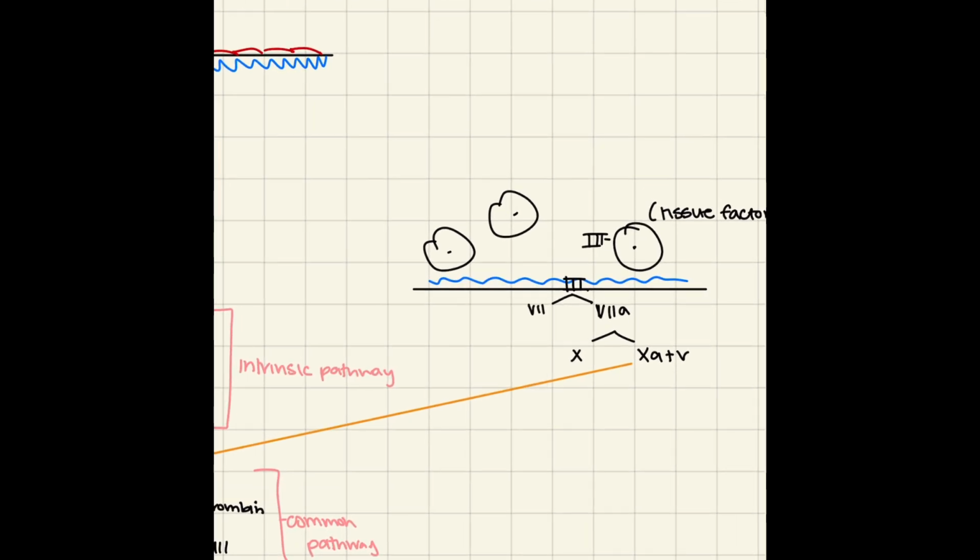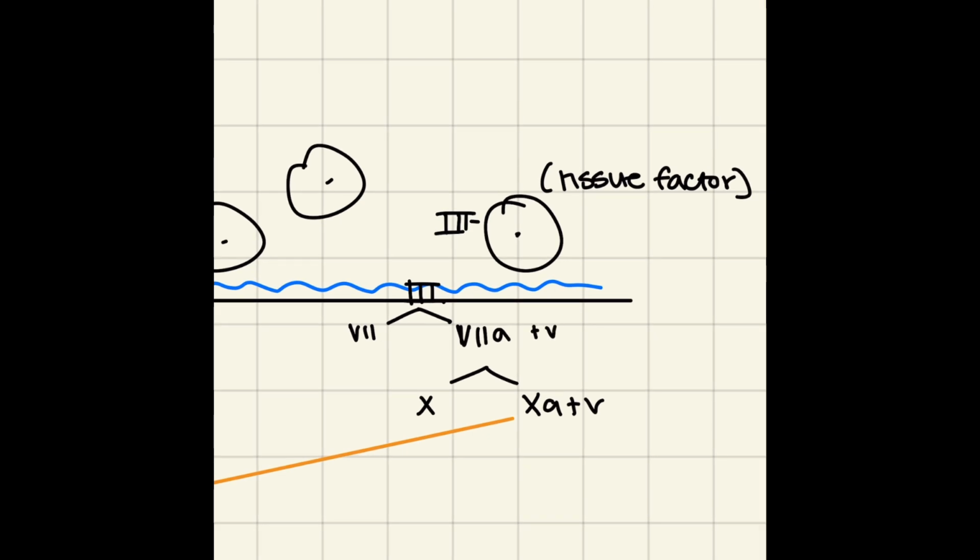Factor 7 also has a cofactor. It is vitamin K. So vitamin K helps to activate factor 7.